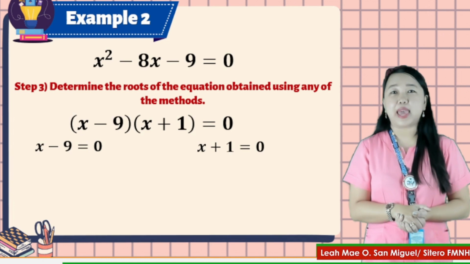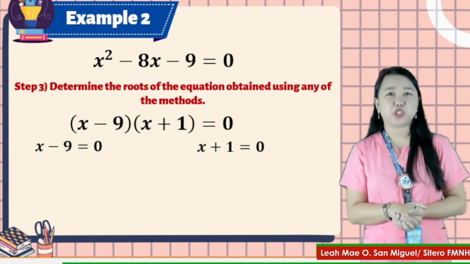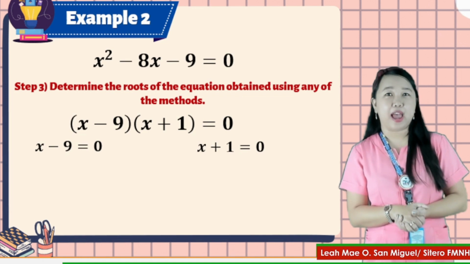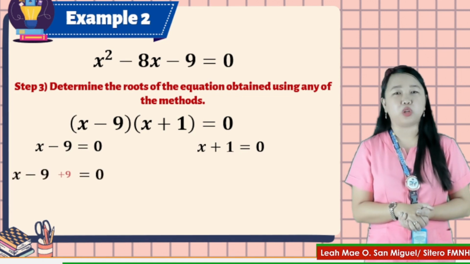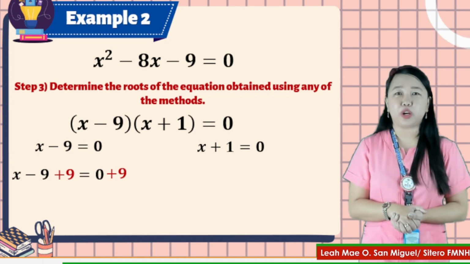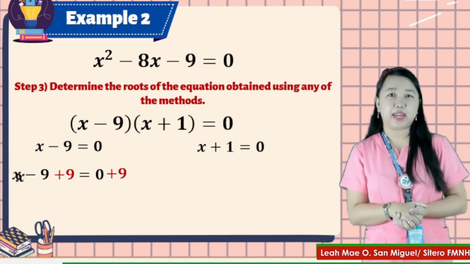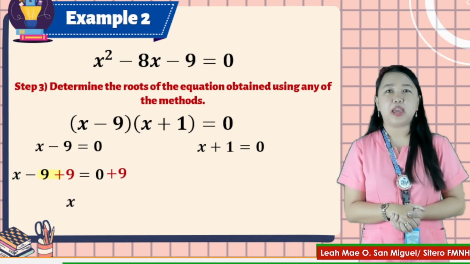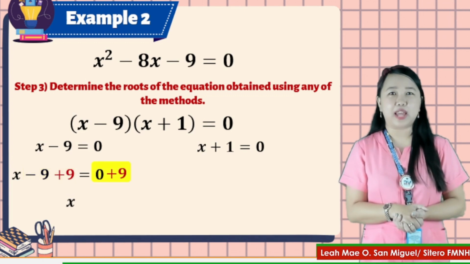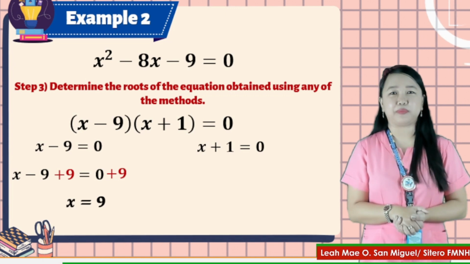Let's solve first x minus 9 is equal to 0. Apply the addition property by adding 9 on both sides of the equation. We have x minus 9 plus 9 is equal to 0 plus 9. Then, negative 9 plus 9 is equal to 0, and 0 plus 9 is equal to 9. Therefore, x is equal to 9.